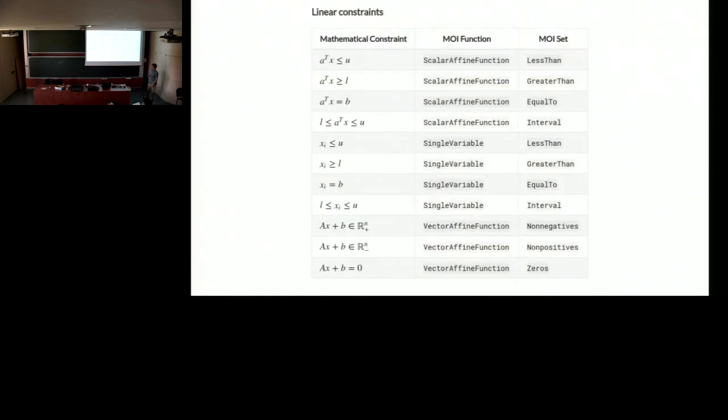Okay, so now you can ask the question, I have this constraint, which pair of function and set do I use? If you're modeling with MOI, this is probably the starting point: how do I represent my constraint? With linear constraints, it's pretty straightforward. If it's Ax less than u, for example, you would choose a scalar affine function, and your set is less than. If it's a box constraint on a scalar affine function, use the interval set.